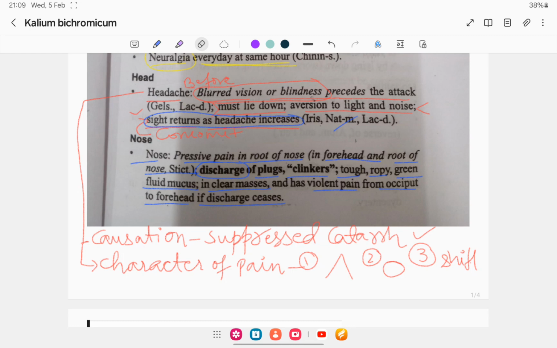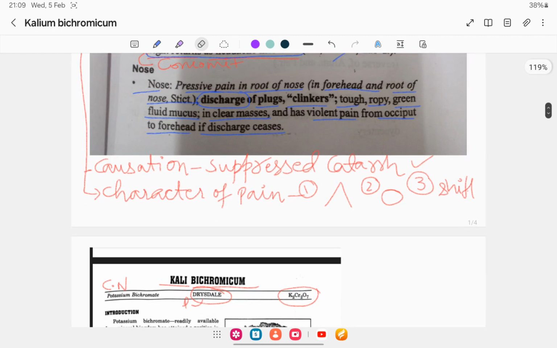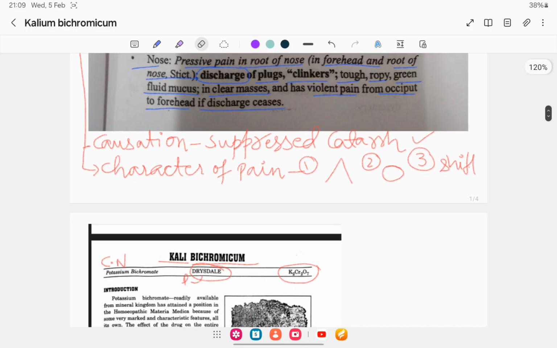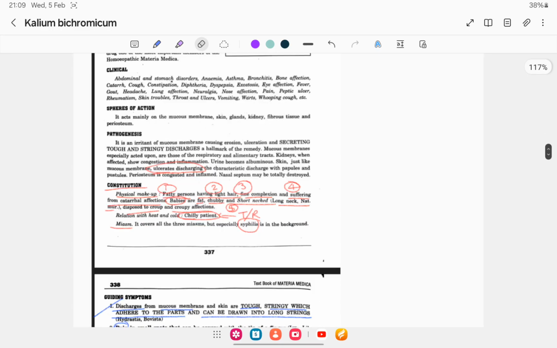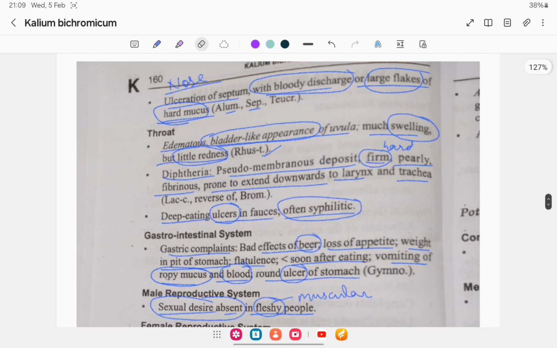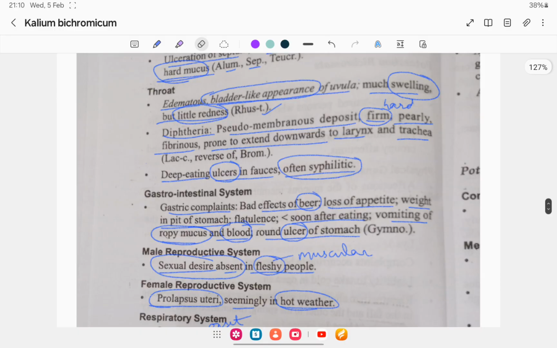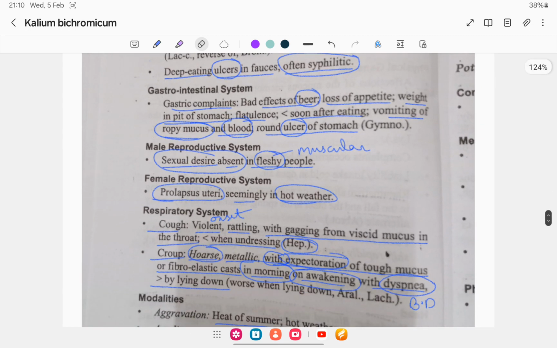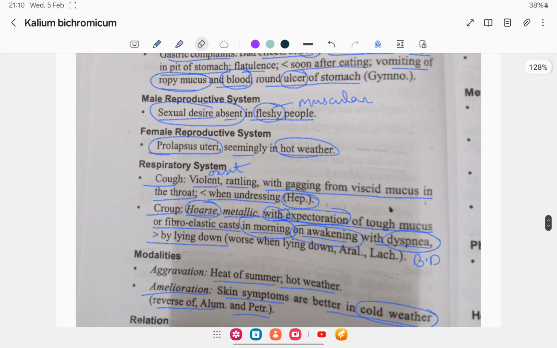Now about head and nose: pressive pain in root of nose, discharge of plugs, clinkers, violent pain from occiput to forehead if discharge ceases. About ulcers: ulceration of septum, bloody discharge, large flakes of mucus. About throat: bladder-like appearance of uvula, swelling, ulcers, diphtheria. GI, gastric complaints: flatulence, vomiting, ropy mucus of blood, and ulcer of stomach. About male reproductive: sexual desire absent in fleshy people. About female: prolapsus of uterus in hot weather.